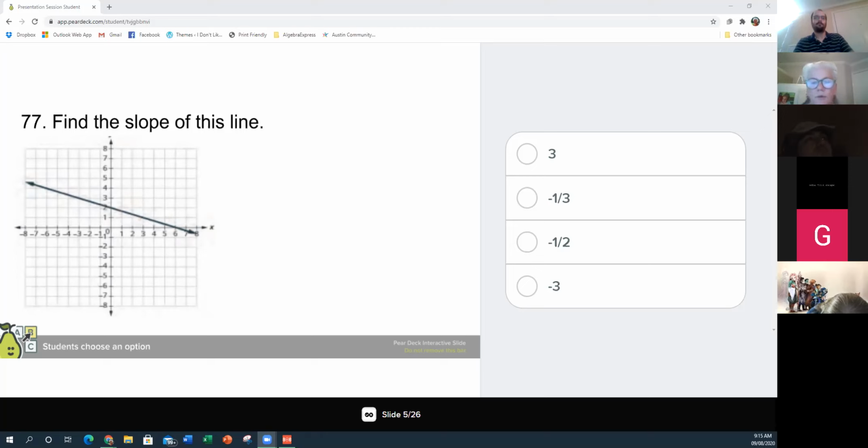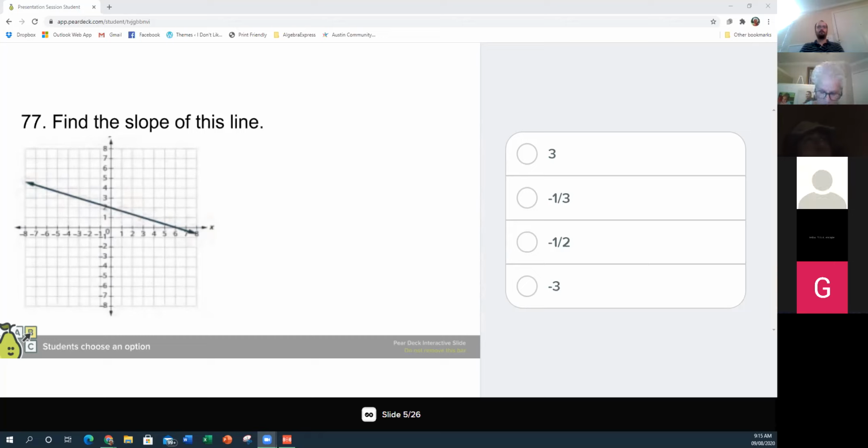Okay, so someone want to tell me what the slope of this line is? About -1/3. Is that Aurora? Yes. And you said -1/3? Yes. Perfect, yes. -1/3.